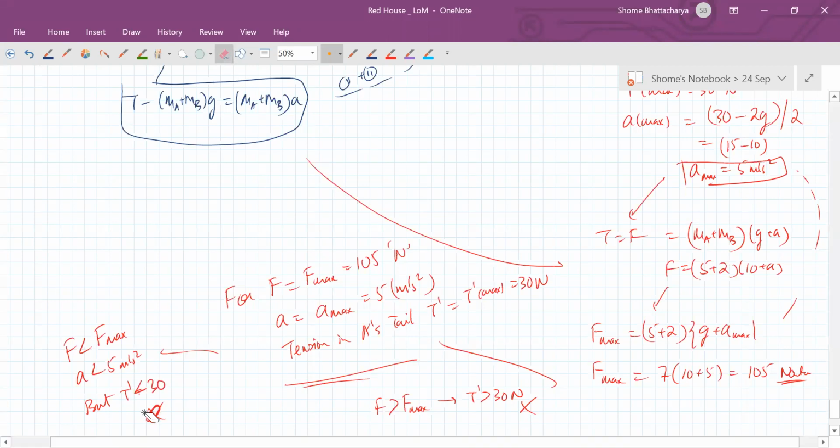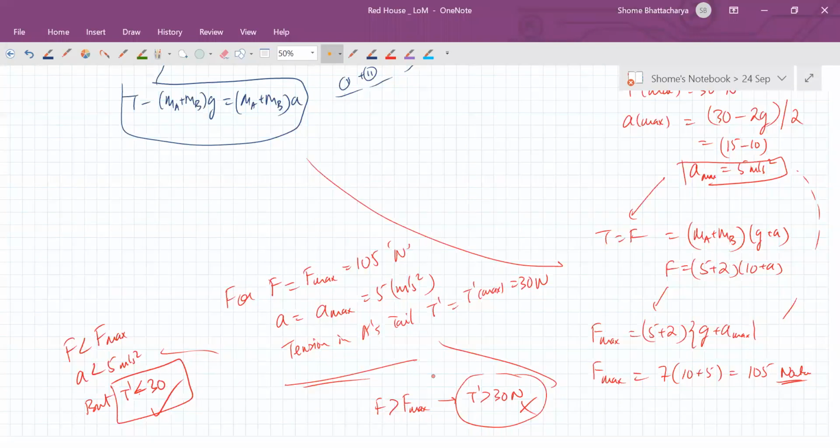There's no difficulty here, the tail will not break. So this is acceptable, but this situation is unacceptable. So he must not apply a force of more than 105 newtons. Have you understood this, people?